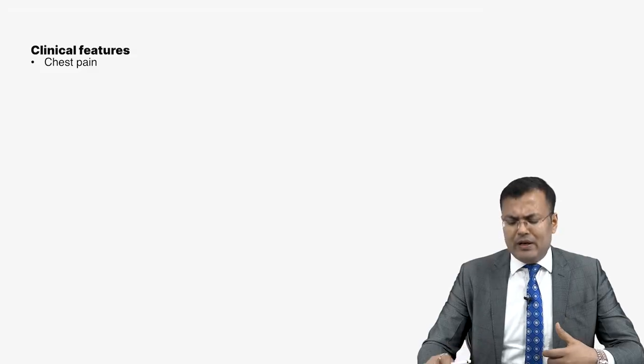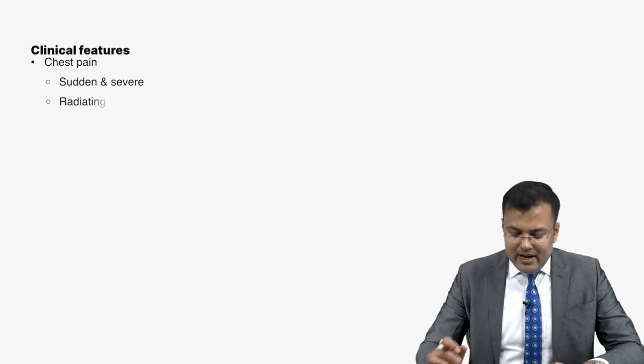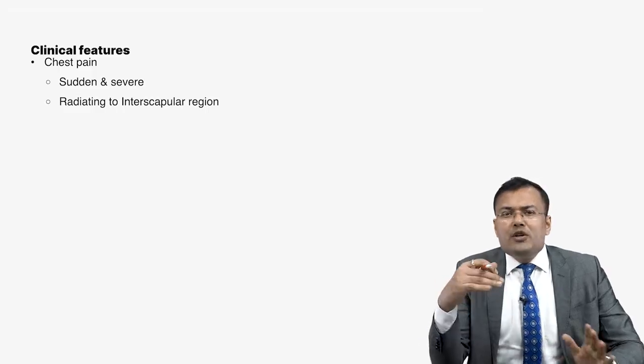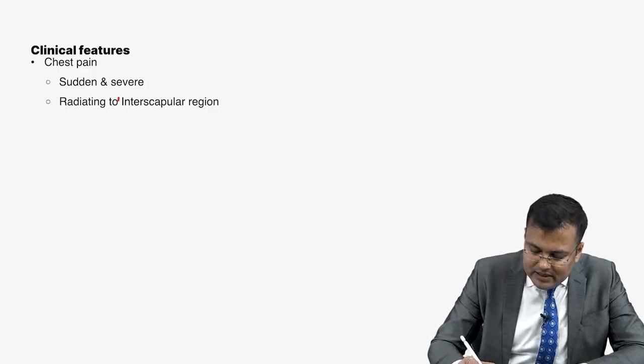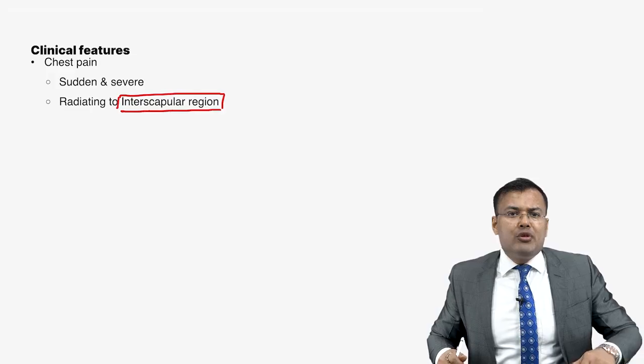Next, there is chest pain. What kind of chest pain? The patient will have sudden onset of severe chest pain, and it is going to radiate to the interscapular region. Whenever you get a question related to aortic dissection, generally this symptom is there in the question: sudden onset of severe chest pain radiating to the interscapular region.